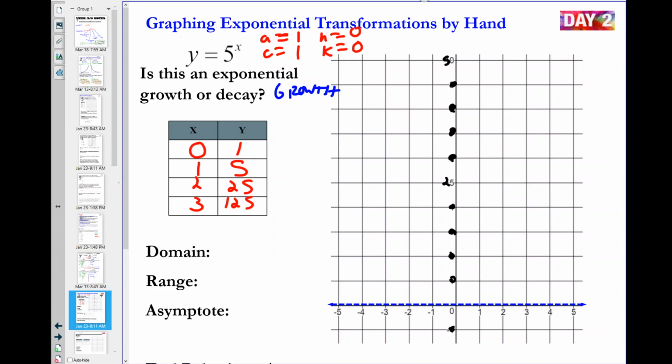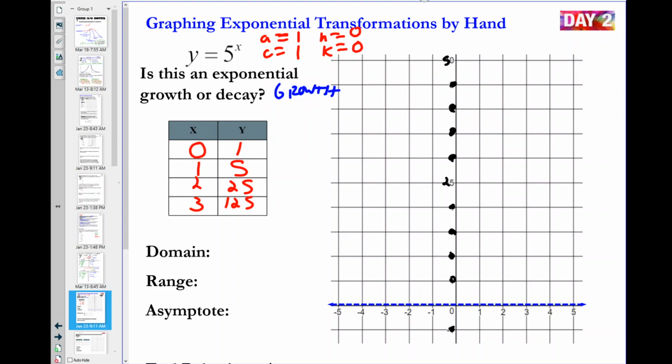But before I can graph, I need to transform. The thing is, is this graph going to be transformed at all? No, anytime A or C are 1, it does nothing. Anytime H and K are 0, it does nothing. So I'm actually just going to plot these points. And I'm scared that's going to start confusing people, but all right, whatever.